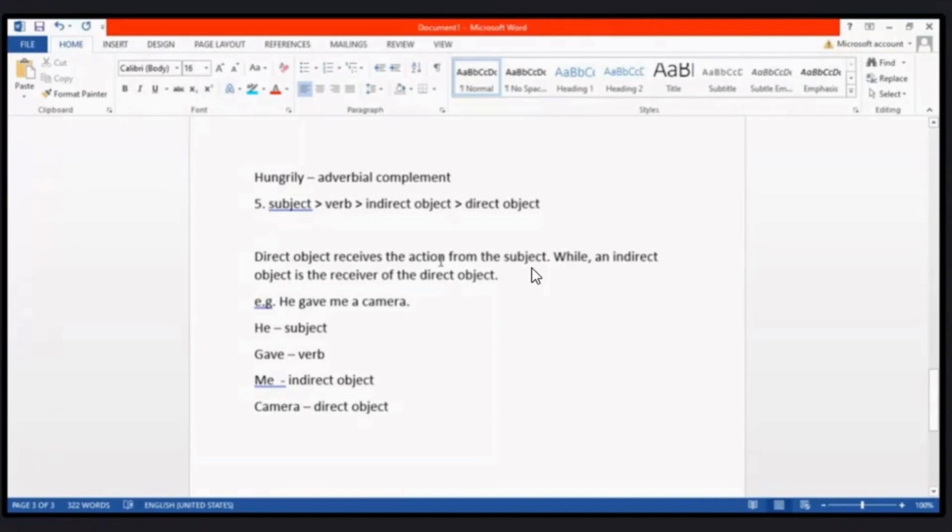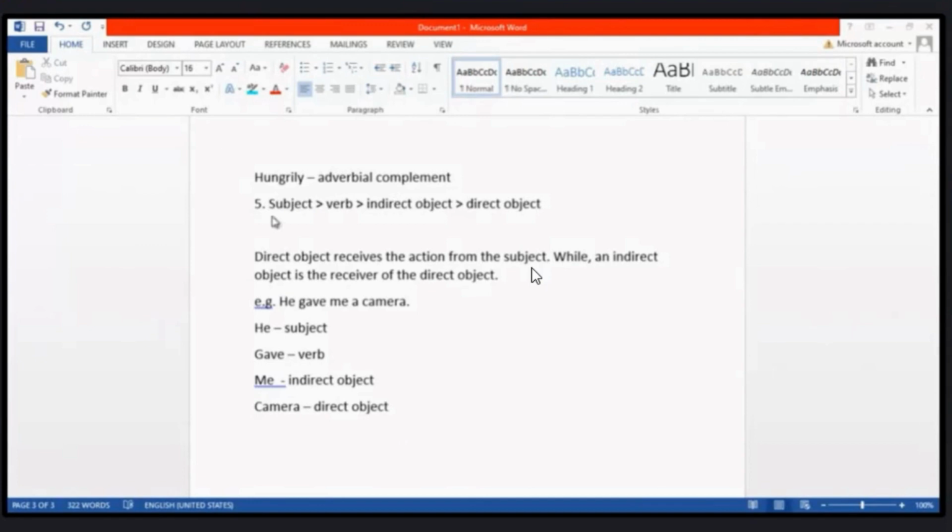Now what is an indirect object? An indirect object is the receiver of the direct object. So if you see here, I'm the indirect object and I am the receiver of the camera, so I'm the receiver of the direct object. All right, so this is the fifth type of syntactic pattern in a sentence. All right, next.